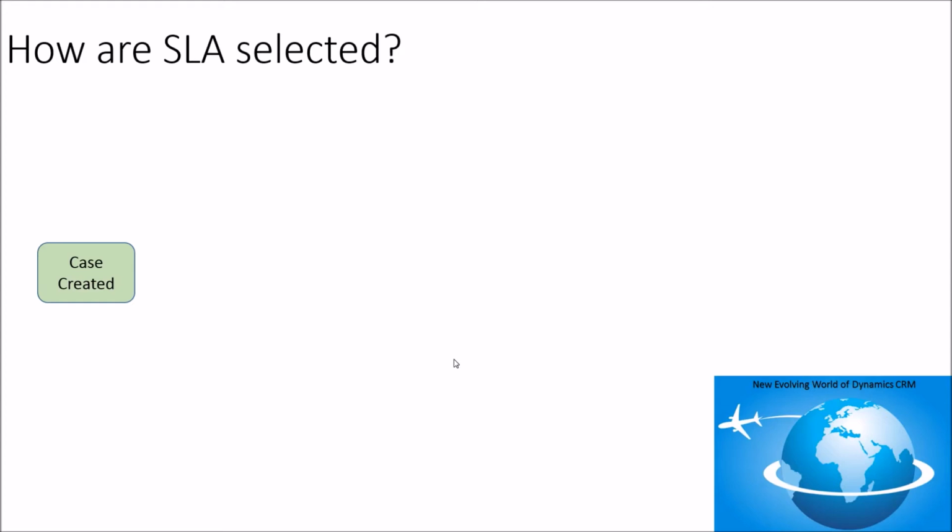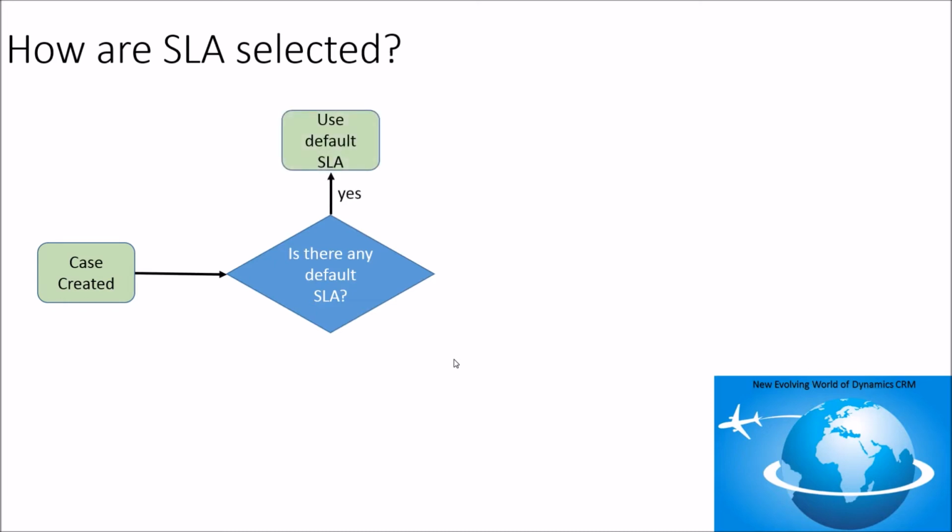Let's see that in a simple flow. When a customer case is created, the system first checks if there is any default SLA. If there is a default SLA, it simply says, this is the SLA I'm going to follow for this customer.